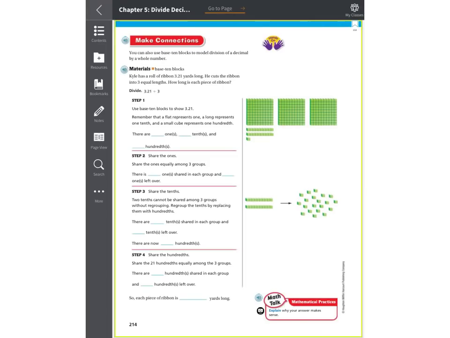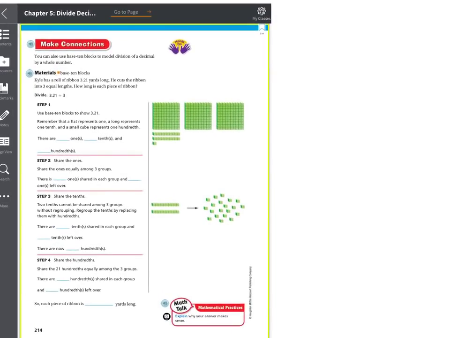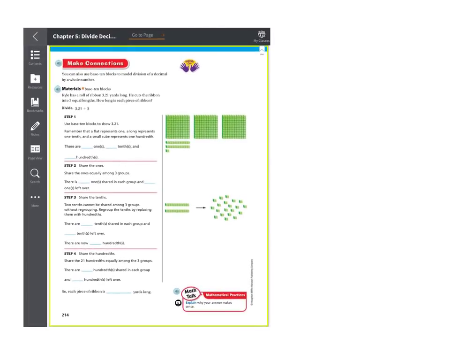Okay, so now we're going to do another problem. You can also use base 10 blocks to model division of a decimal by a whole number. So that's also, you can use the base blocks. You can draw it, or you can use the blocks if you want to. So here, if you want to use the base 10 blocks, I will have them available for you. If you'd rather draw the picture, that's fine too.